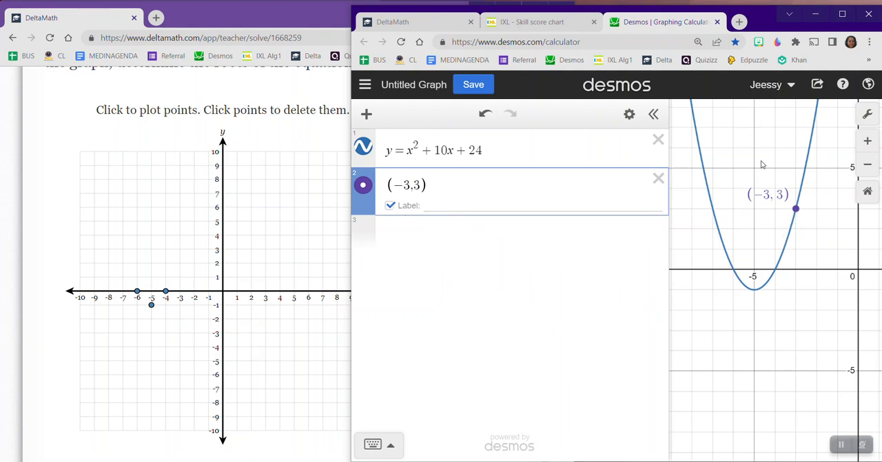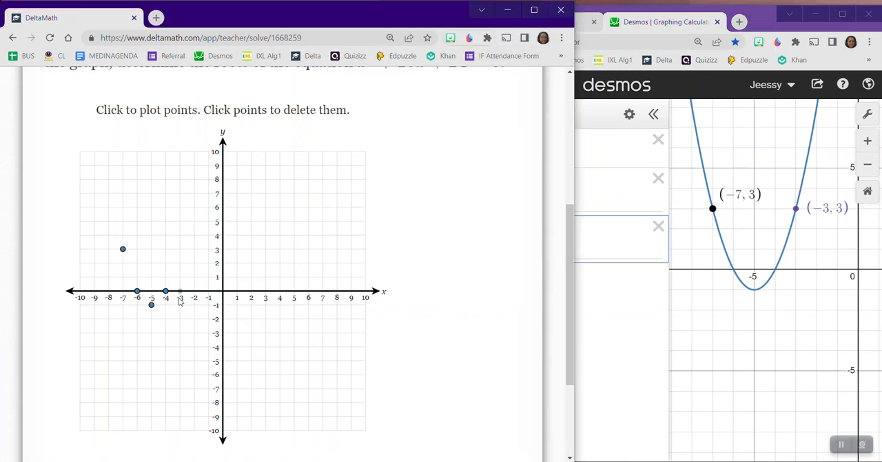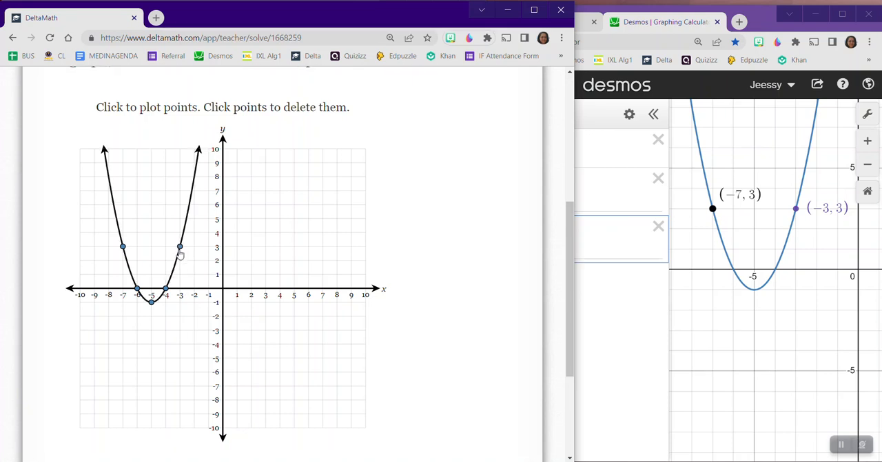All right, and the axis of symmetry is right here. So this one would be negative 7, 3. Let's make sure. Label it. Yep. All right, so negative 7, 3, and negative 3, 3. And yep, you see.